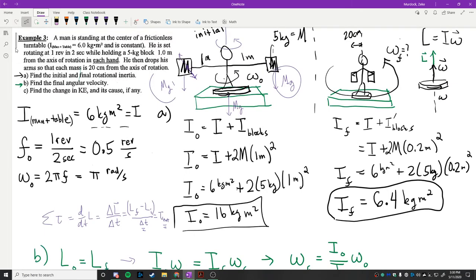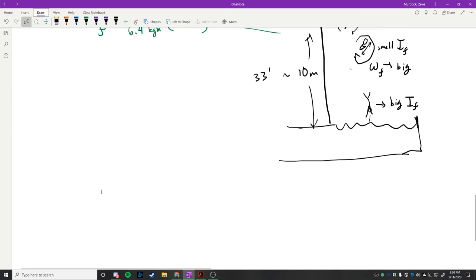Okay, we've done everything except for the last part here. So let's solve for that. We want to find the change in kinetic energy and its cause, if any. To find the energy change, we're just going to find the initial kinetic energy and the final kinetic energy, and figure out the change. The final kinetic energy is rotating, so it's 1/2 I final times omega final squared, that is, moment of inertia final times final angular speed squared. And we subtract from this 1/2 I naught times omega naught squared.